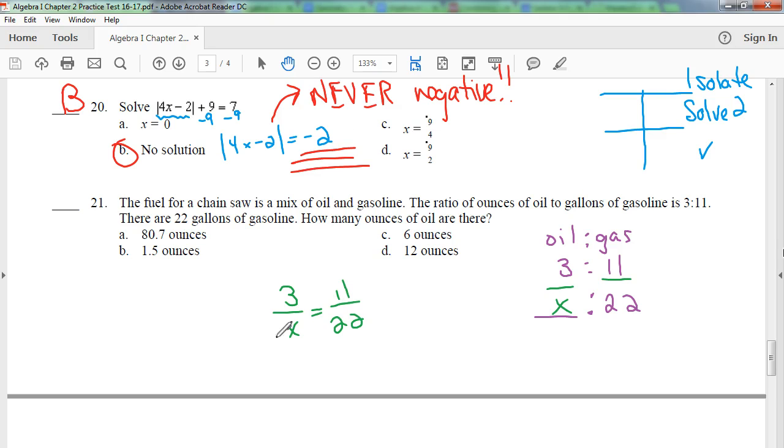And from here I would cross multiply. This is 11x. This is 3 times 22, which is 66. And then I can solve for x by dividing both sides by 11, and x is 6. So there are 6 ounces of oil. That's option C.